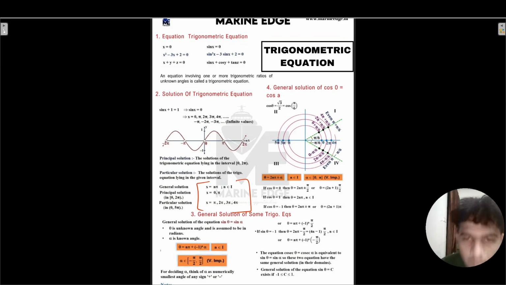The general solution of cos theta is... So this is how you can understand the general solution of some trigonometric equations, that is, the general solution of sin theta equal to sin alpha, where theta is the unknown angle and is assumed to be in radians, while alpha is the known angle. These are some properties that you can go through, or you can take a good glimpse of them through our marathon lectures that are presented on our app.